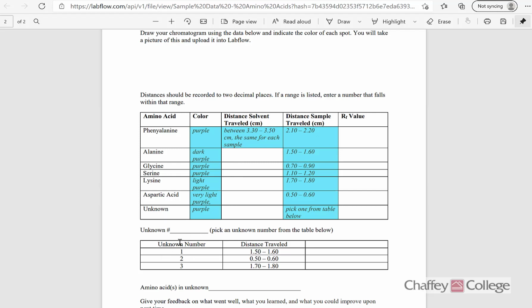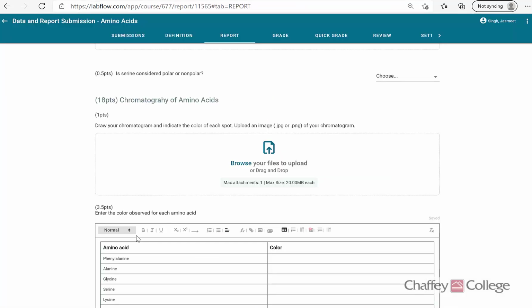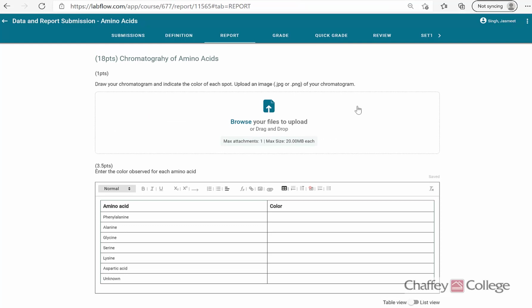The data is given for 3 different unknowns. You have to use only one unknown. So whichever unknown is given to you, please use that data. And let's go back to the lab report. So upload the image of that diagram or the graph in which you're going to create different spots, and you're going to show how much they moved from the bottom line. So that image has to be uploaded here.